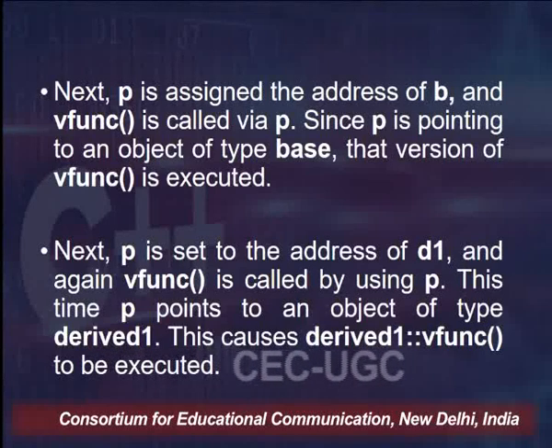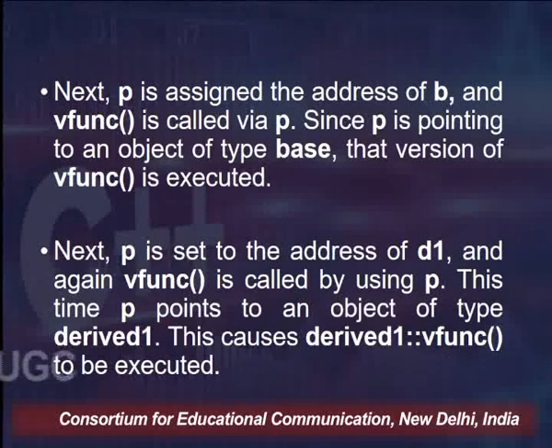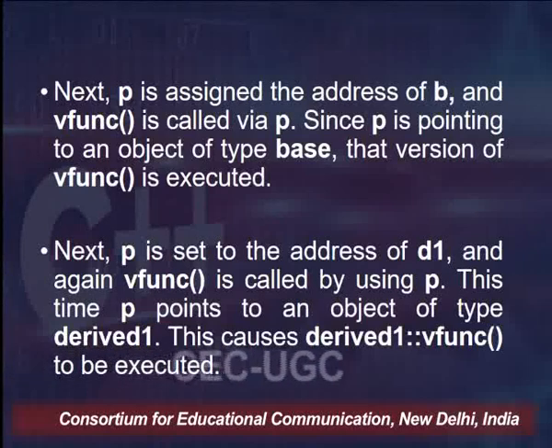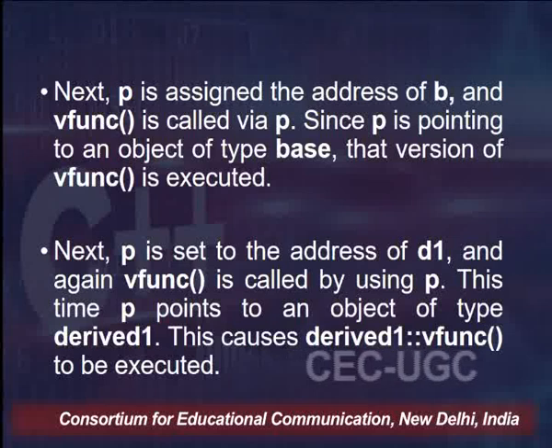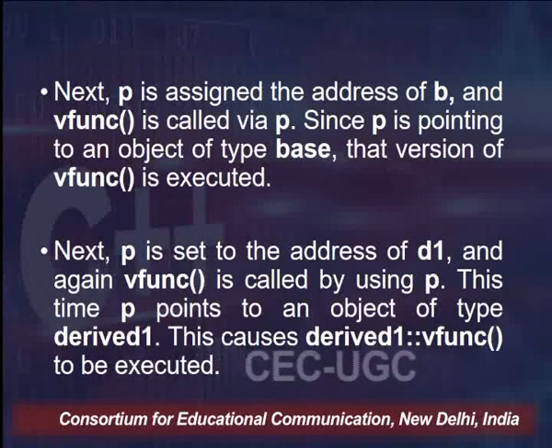And then p is assigned the address of b and vfunc is called via p. Since p is pointing initially to an object of type base, the base version of vfunc is executed. Next, p is set to the address of d1, and vfunc is called using p. This time p points to an object of type derived 1, and this causes derived 1's version of vfunc to be executed, and a similar thing will happen with d2.